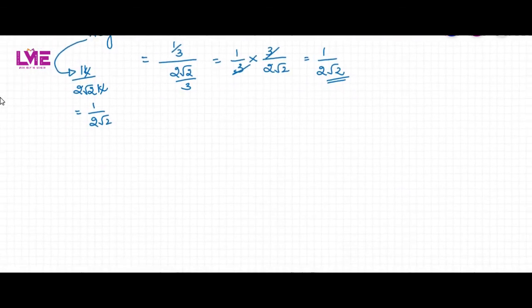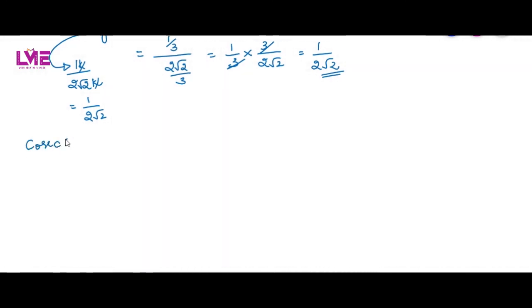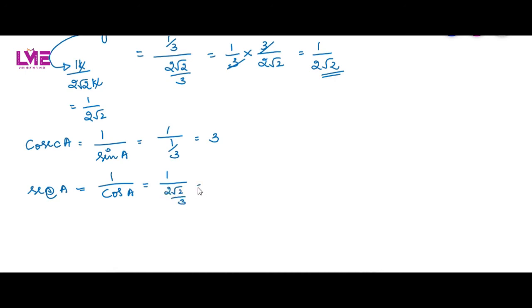So next trigonometric function what we have is cosec A. So let me write it here. So cosec A is equal to the reciprocal of sine A. So we have 1 by 3 as the sine A value. So cosec A value will be equal to 3. Similarly, secant A value will be equal to the reciprocal of cos A. So here we have 1 by cos A, where cos A is 2 root 2 by 3. So we have it as 3 by 2 root 2.